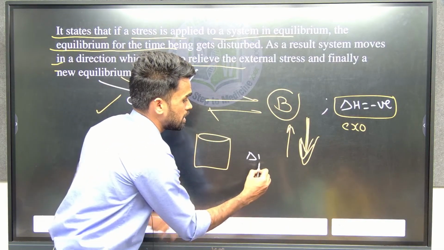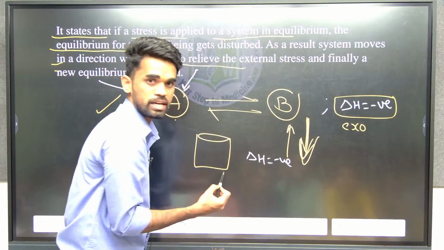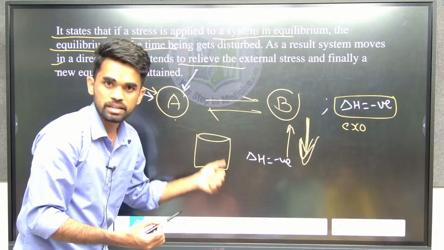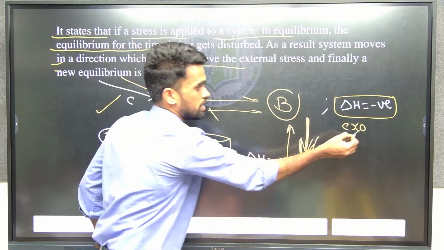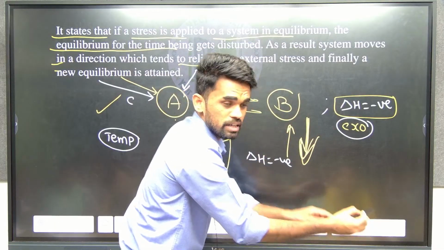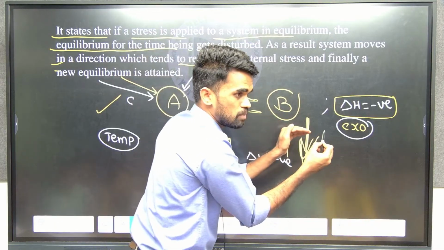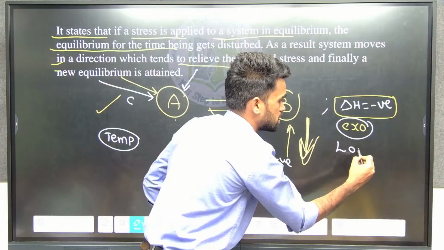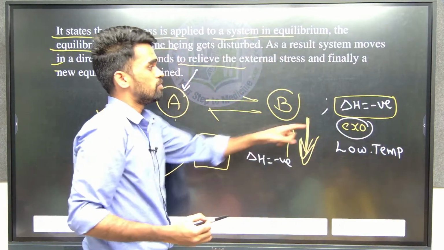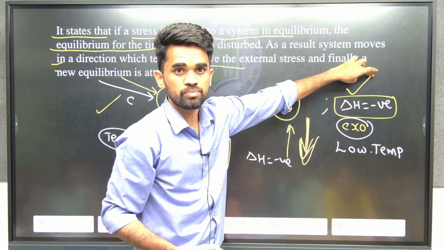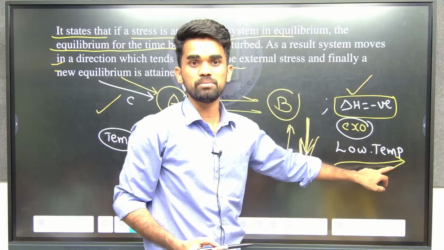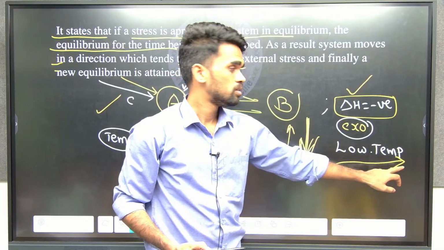It is releasing heat, which is why negative is indicated. Releasing heat means its temperature decreases. So for an exothermic reaction, the forward reaction takes place by lowering its temperature. So I can say whenever there is an exothermic reaction, low temperature favors the forward direction.